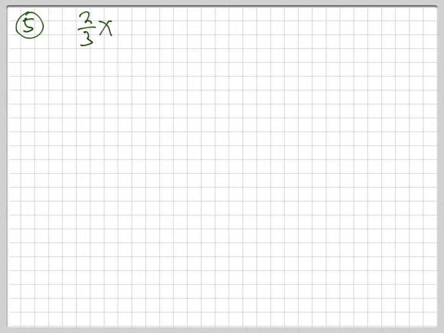2/3 x minus 6 equals 7/9 x. Okay, this one's really important. This is going to be a subtle difference from the last whole review section we were doing, and it's really important that you catch this difference.